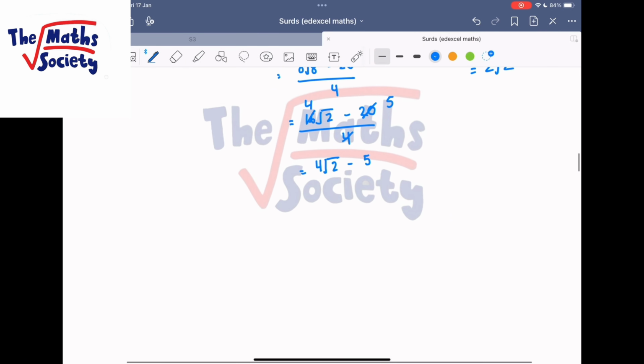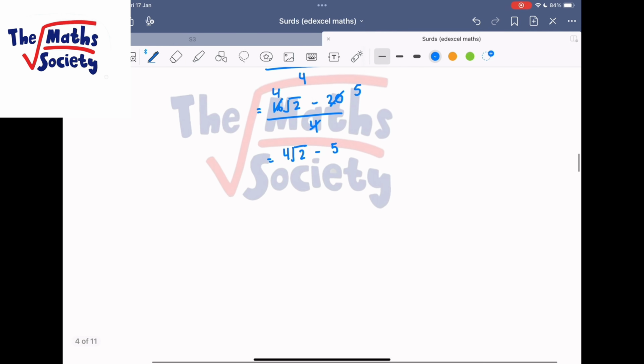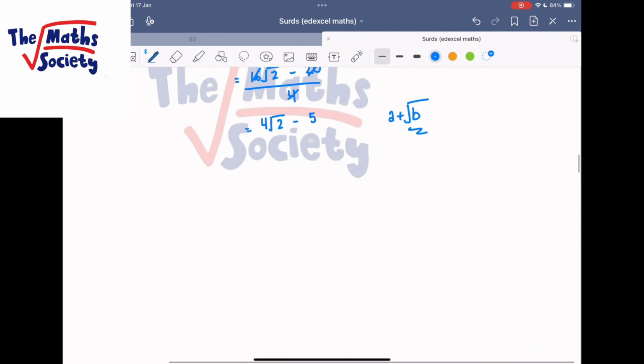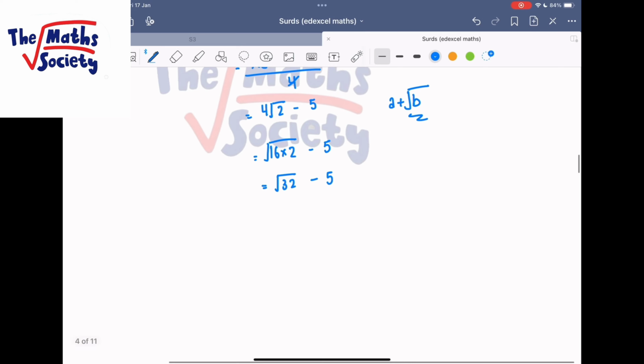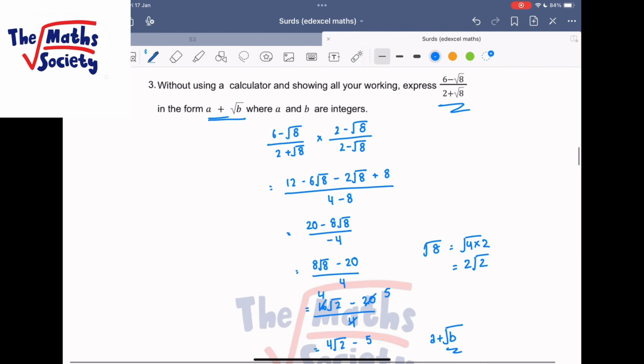And then a plus b root, where a and b are integers. We need to show it in the form a plus b root, right? So then we need to change the form back. For a plus b root, we know that if it's 4, it's going to be 16 multiplied by 2, right? Minus 5. So that's going to be root 32 minus 5. But we've got to switch it around because it's a plus root b, so it will be minus 5 plus root 32. And that should be your answer.